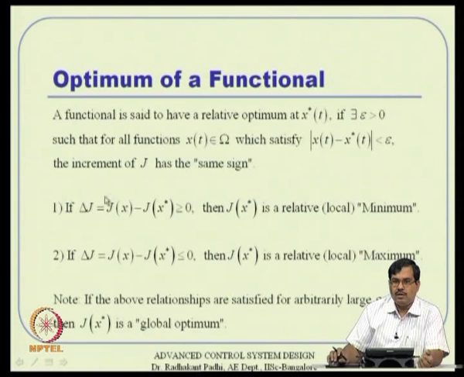That means it is sign insensitive basically with respect to delta x. And similarly, if it is less than or equal to 0, then it is a maximum point. If I consider any neighboring path and it will always lead me to a higher cost function, then obviously the path that I have got, x star of t, is a minimum path. Similarly, if I take any other neighboring path and I end up with a lower value compared to this x star of t, then obviously x star of t is certainly a maximum path.